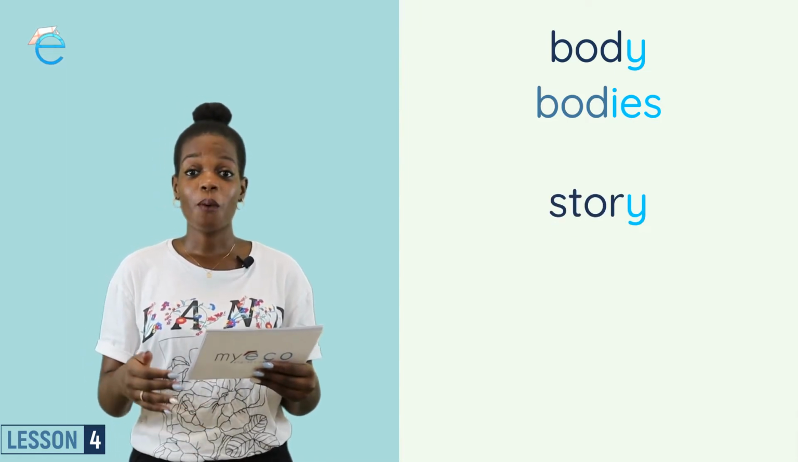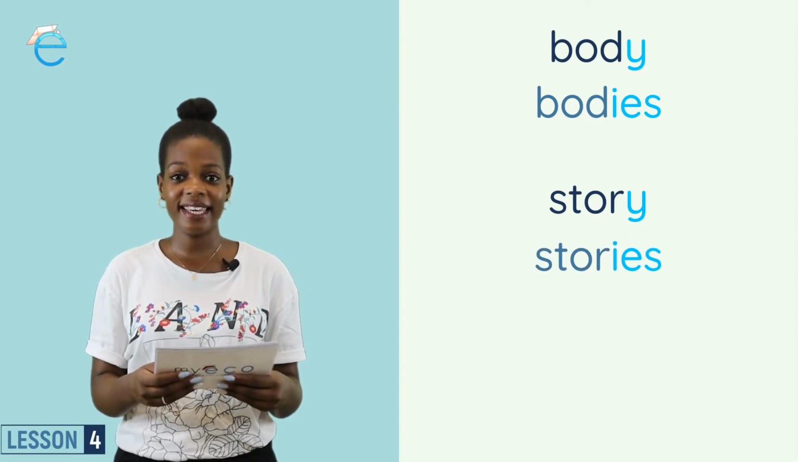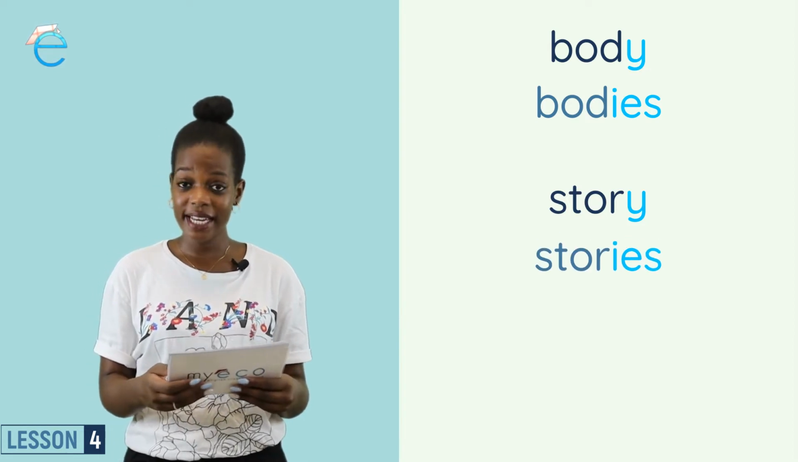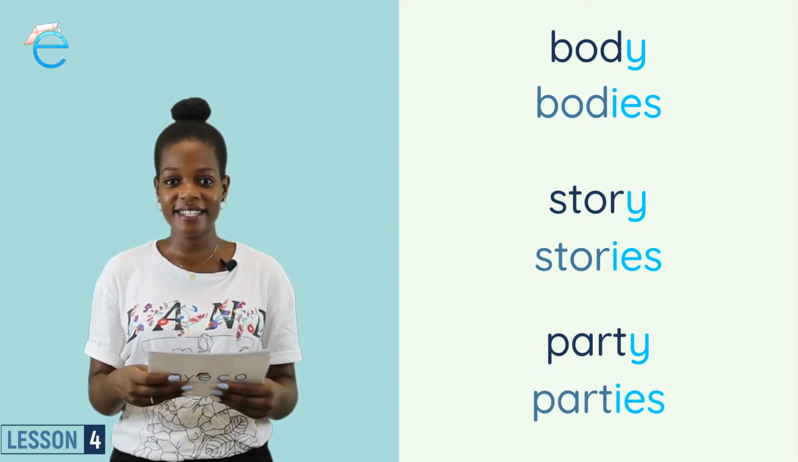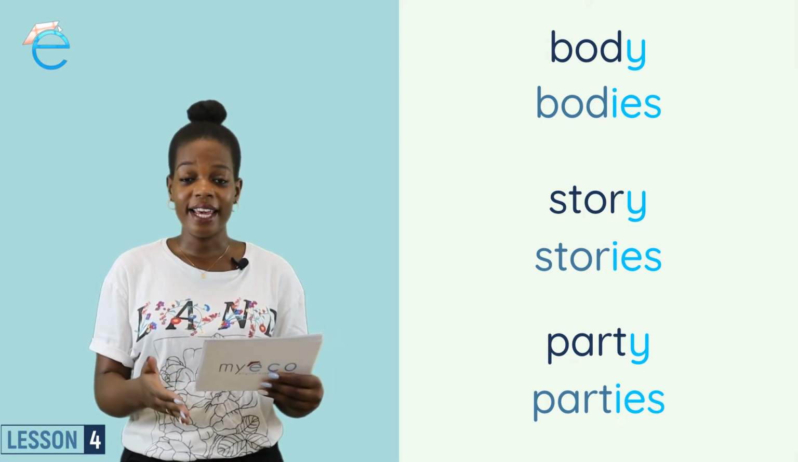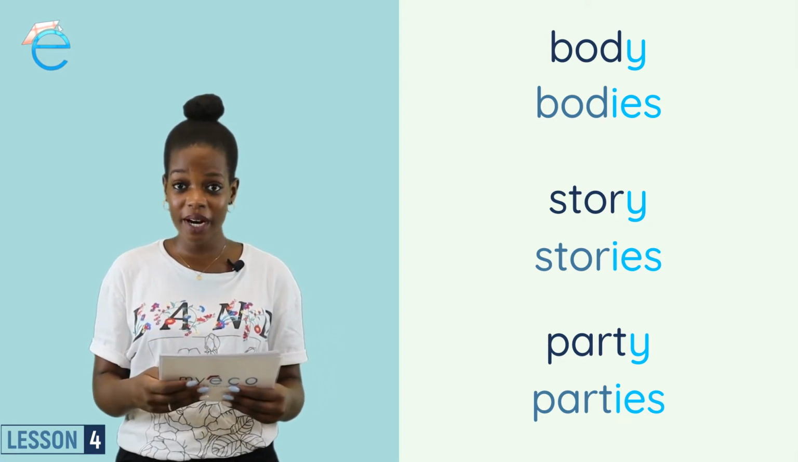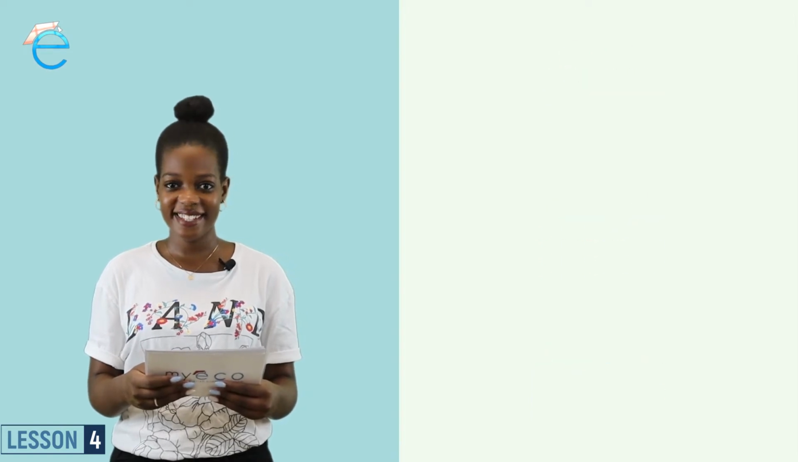Story, Y goes away, stories, I, E, S. Party, no Y, parties, I, E, S. So, if I have Y and a consonant before my Y, I am changing to I, E, S.